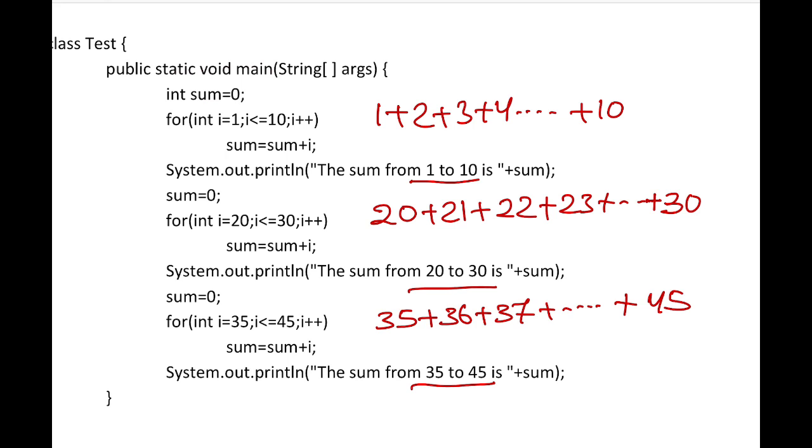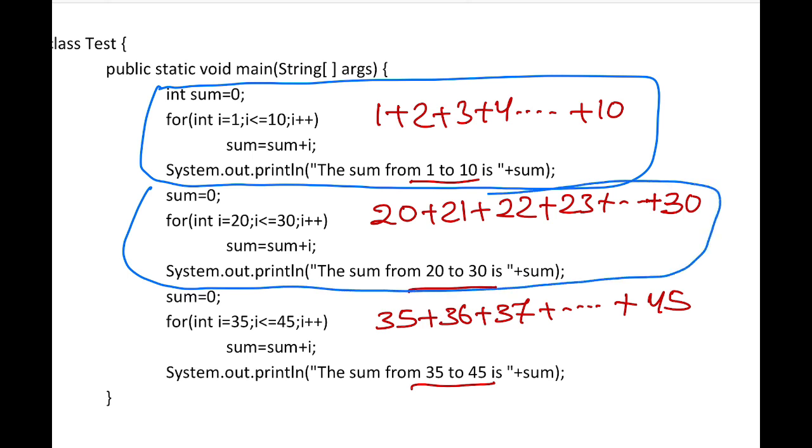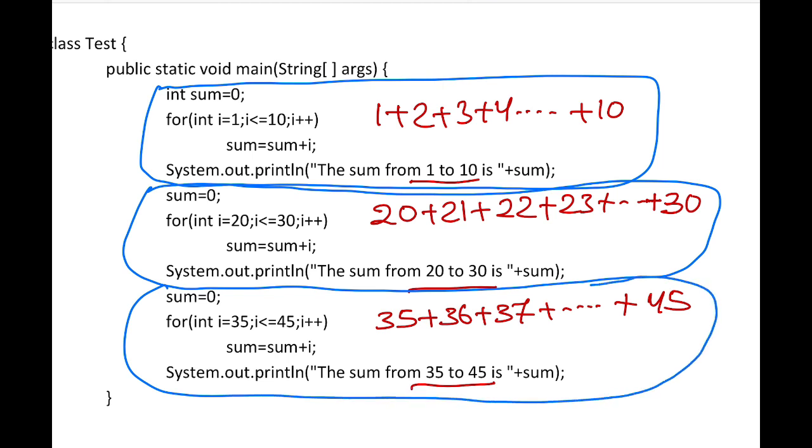Now you can observe this part, and this part, and this part. So the first one we are computing the sum from 1 to 10. In the second one here we are computing the sum from 20 to 30, and here at the third one we are computing the sum from 35 to 45.